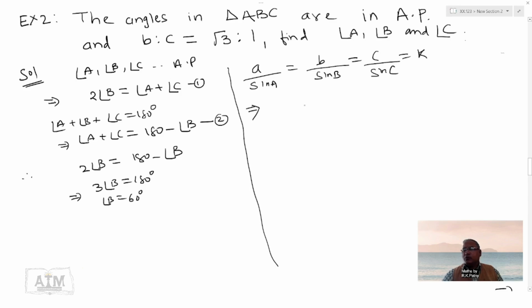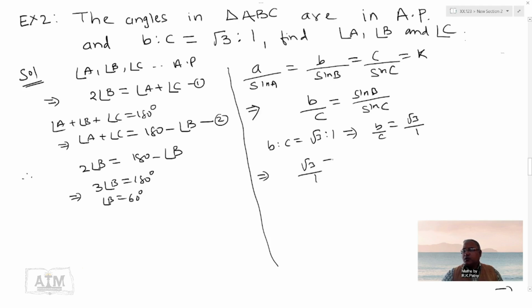So this implies b upon c equals sine B upon sine C. Here b is to c equals root 3 is to 1, which implies b upon c equals root 3 upon 1, and angle B is nothing but 60 degrees. So write the 60 degrees here, and here is sine C.